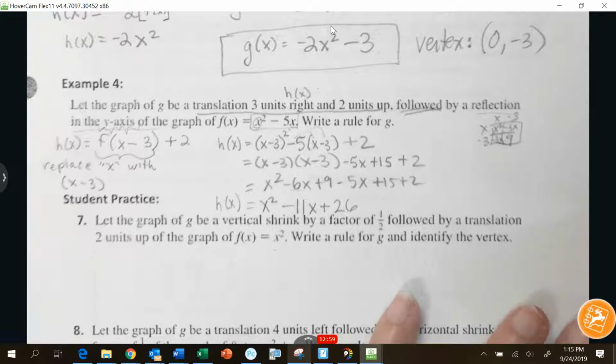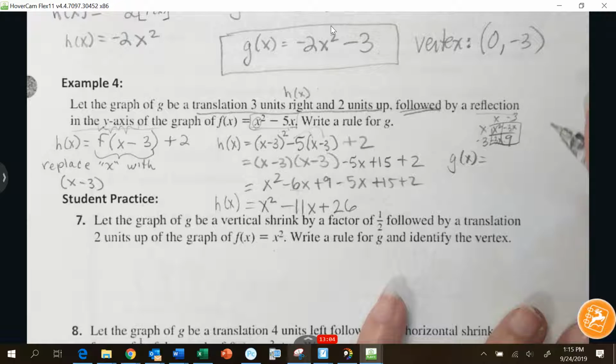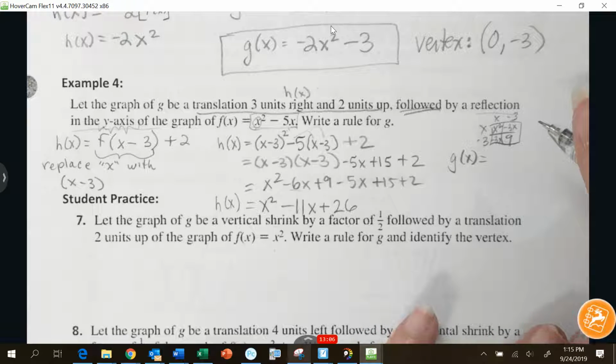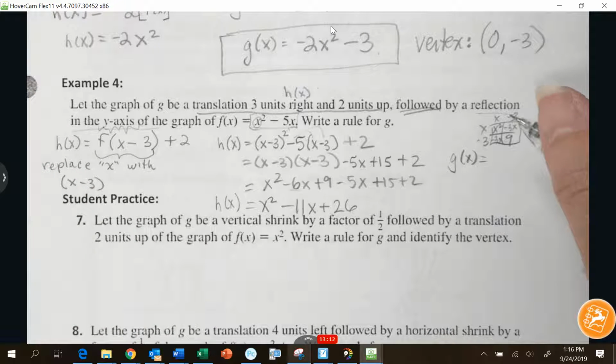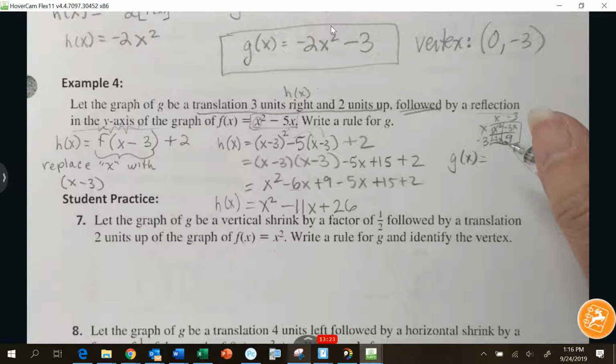So how do we do a reflection on the y-axis? G of x equals, what do I do to h of x? Is it going to be on the inside or the outside? Is it horizontal or vertical? I've heard from 3 people. Y is a horizontal though. But you're saying y, isn't y vertical?